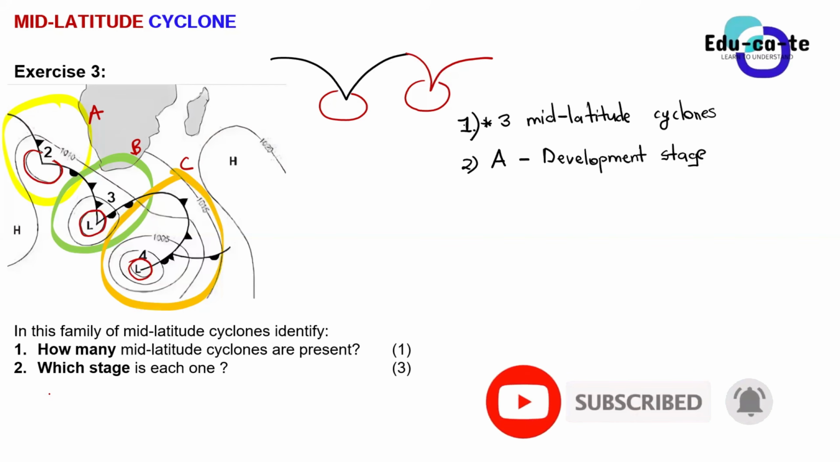Wait, I just want to ask a question here. In diagram A, B, C, the mid-latitude cyclone, it doesn't have shapes. Because in A, it seems like it's a wave shape, and in B, it seems like it's a V shape, and C, it seems like it's a Y shape. Yes, it's now overlapping, right?